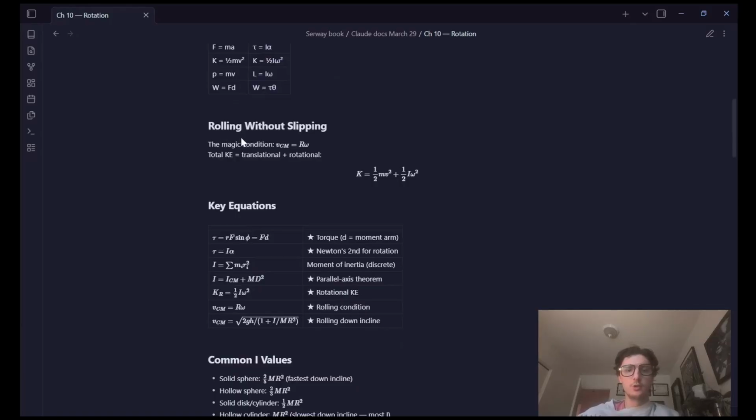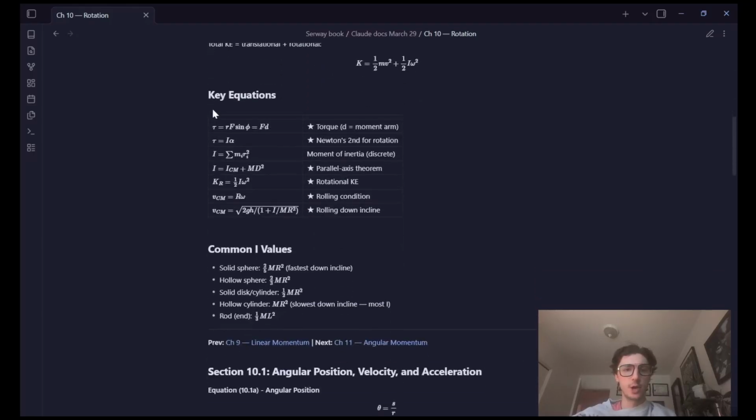Anyway, here we have another interesting piece of info, rolling without slipping. Don't worry about this. Total kinetic energy is equal to translational kinetic energy, which is 1/2 mv squared, plus rotational kinetic energy, which is 1/2 moment of inertia I times omega, which is angular velocity, squared. So this is interesting. Don't worry about remembering it. I just put it in here because it was a cool piece of summary from the chapter.